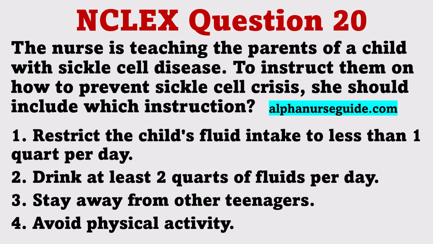The nurse is teaching the parents of a child with sickle cell disease. To instruct them on how to prevent sickle cell crisis, she should include which instruction? 1. Restrict the child's fluid intake to less than 1 quart per day. 2. Drink at least 2 quarts of fluids per day. 3. Stay away from other teenagers. 4. Avoid physical activity.